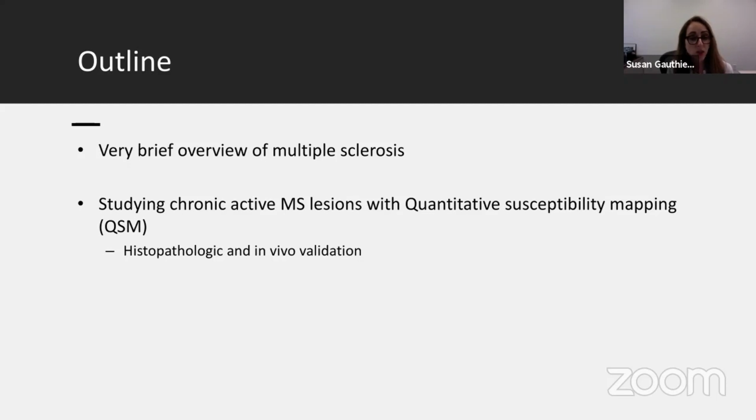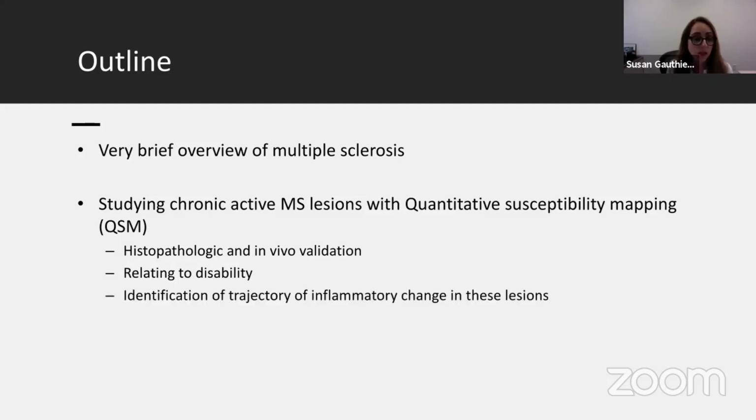We'll talk about the histopath and in vivo validation that we've done to date, and how we're trying to relate this to disability. We've identified this trajectory of inflammatory change within these lesions, and how we can harness this and potentially use this in future studies. And of course, ultimately, everything is about improving patient care. So how can we detect an influence of treatment on these lesions?